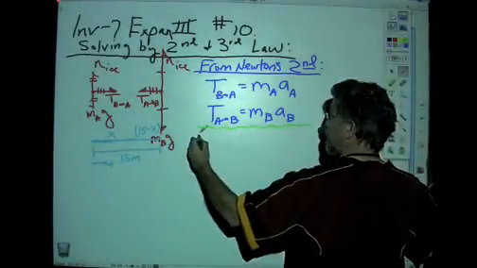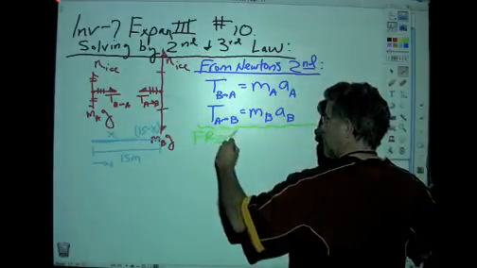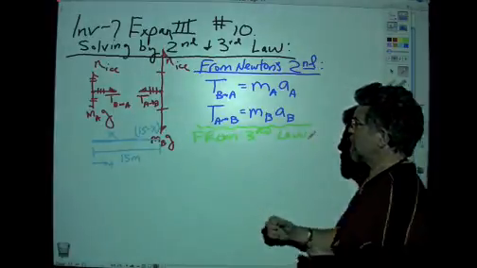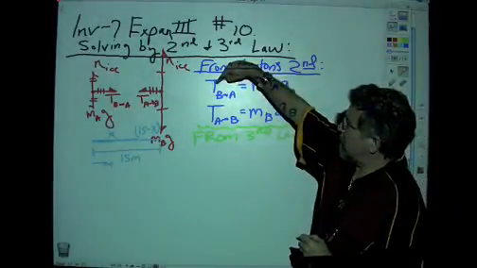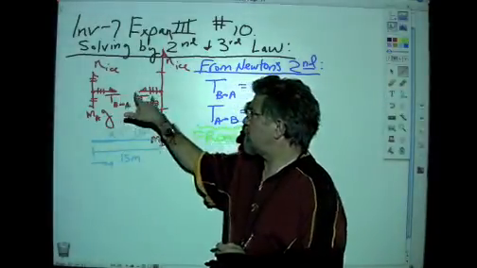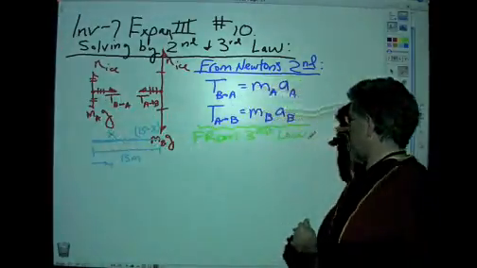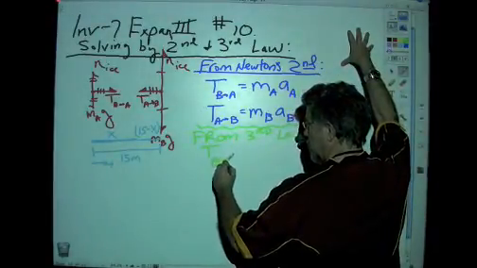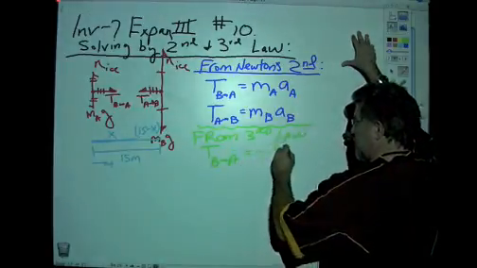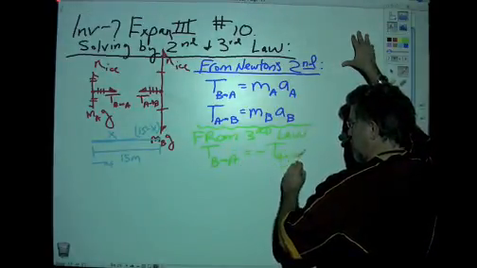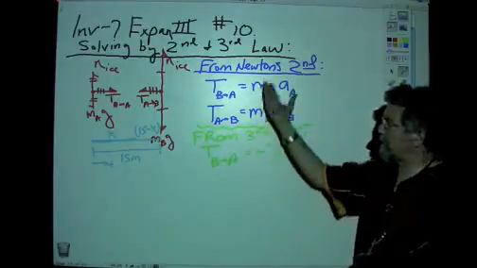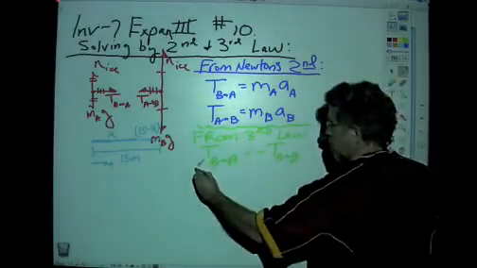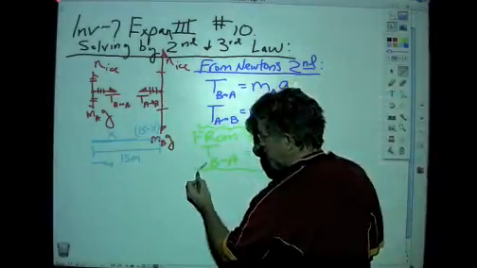From Newton's third law, every force has an equal and opposite force of body A and force of body B, an equal and opposite reaction force. So we have T of B on A equals the opposite of T of A on B. Okay, that's from Newton's third law. Now I can take these and put these together and do a little algebra here.